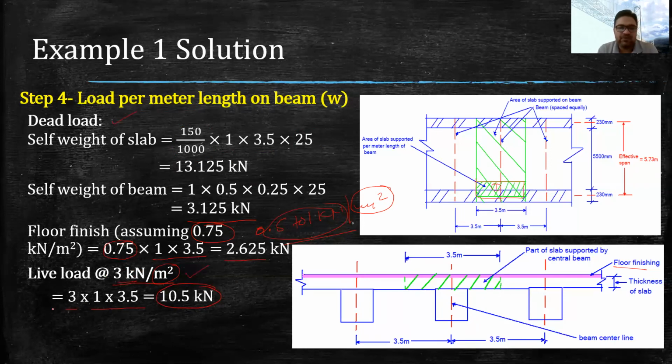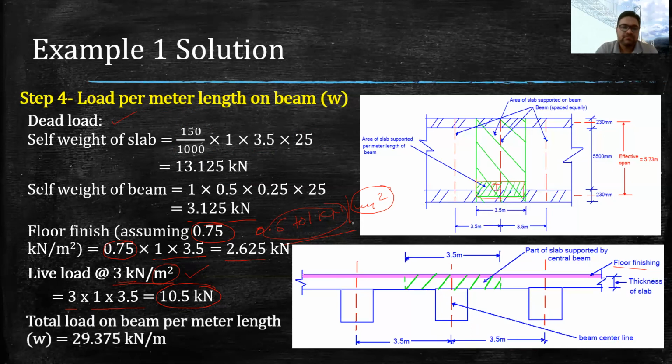So now we have calculated the dead load and the live load. The total load that will be on the beam per meter length will be this one. So now we will add this load, this load, this one, and this one. The total load comes out as 29.375 kilonewton per meter. So this much load is supported.